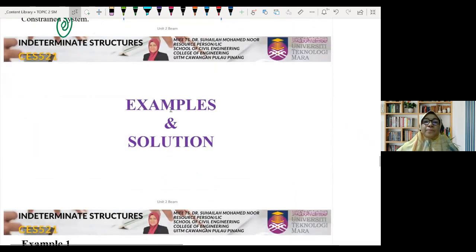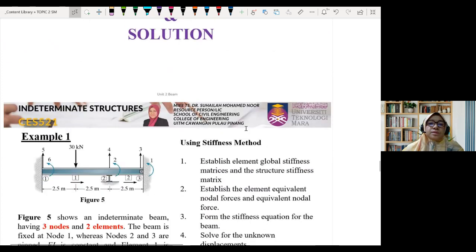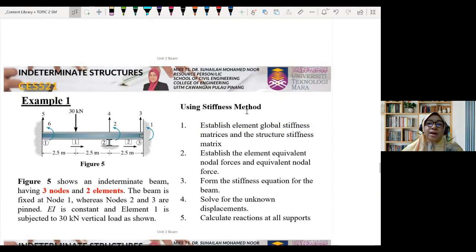Okay, so we will continue to see the example and solution. Let's look at this example together.